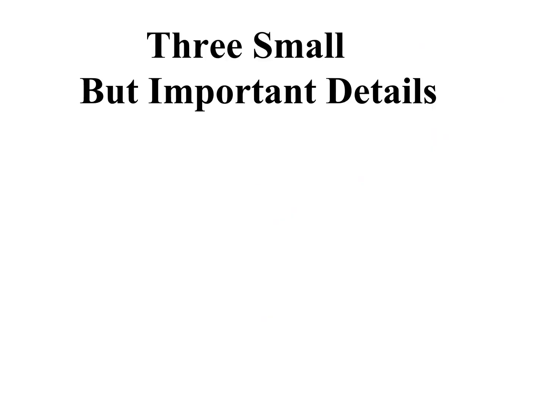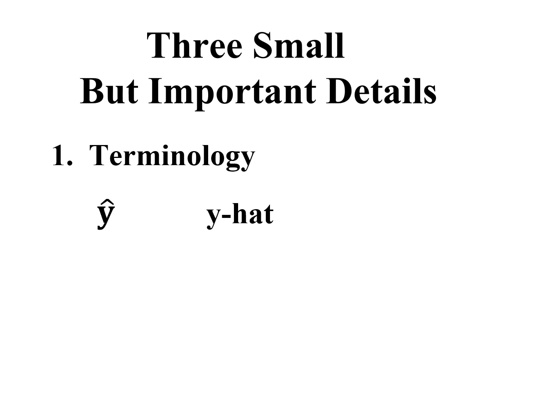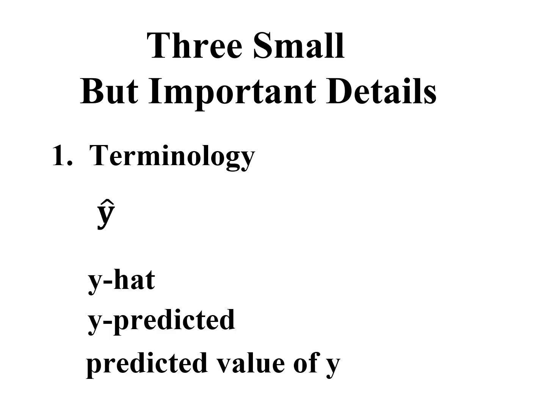Before we go on, I want to point out 3 small but important details. The first detail is a matter of terminology. As we've learned, this is the symbol for the predicted value of y. It's got a cute little hat on it. This hat is a mathematical symbol that indicates a number is an estimate or a prediction. Sometimes, but not very often, statisticians call this symbol y hat. But most of the time, this symbol is called y predicted or the predicted value of y. In this class, we'll almost always call it y predicted or the predicted value of y.